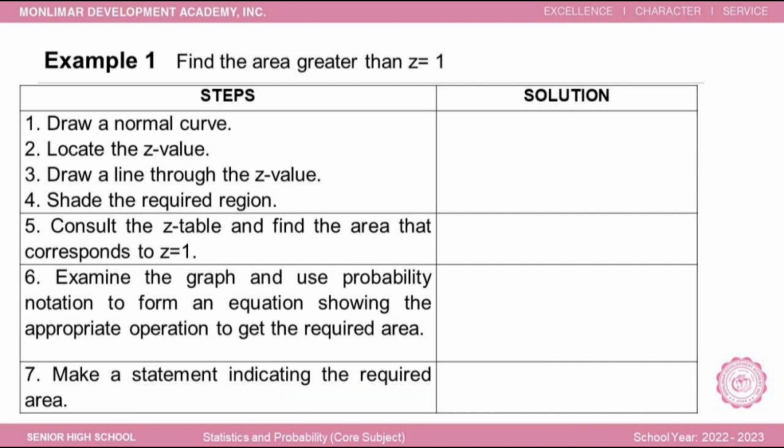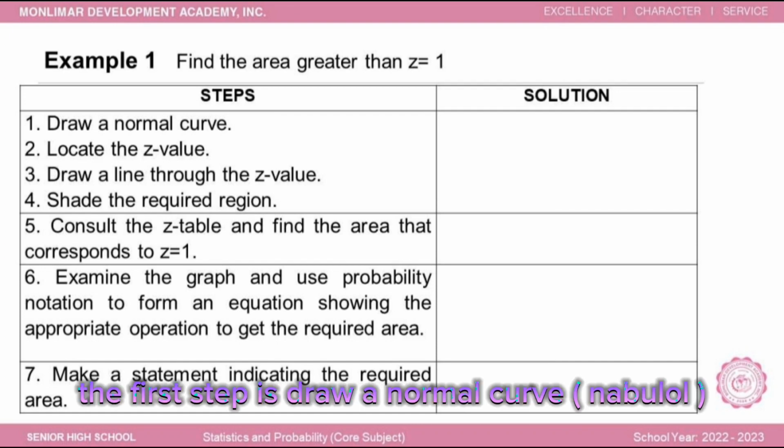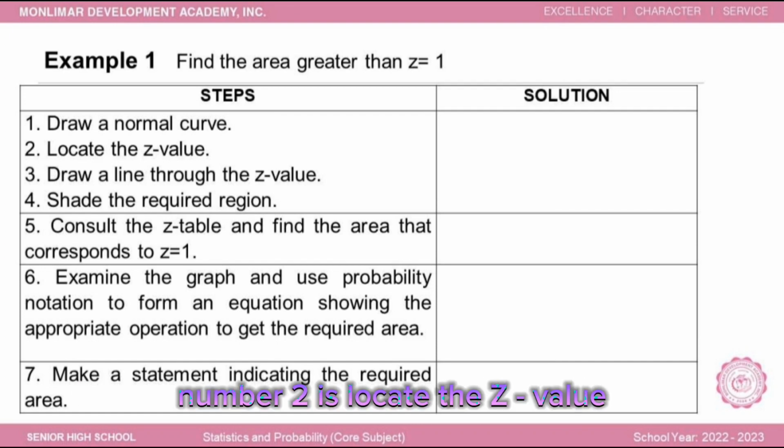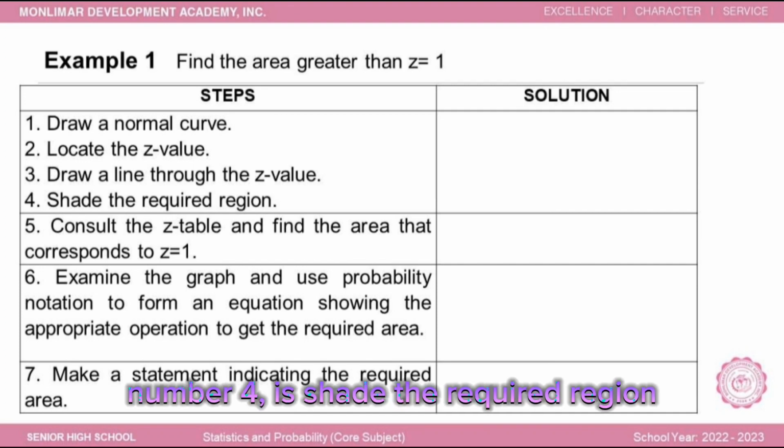Number 1 is find the area greater than z equals 1. The first step is draw a normal curve. Number 2 is locate the z value. 3 is draw a line through the z value. Number 4 is shade the required region.